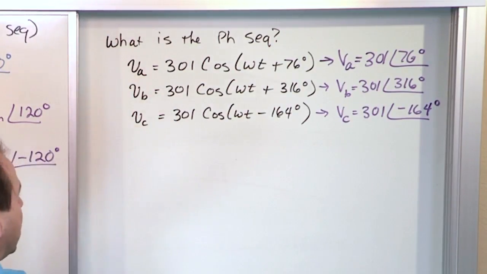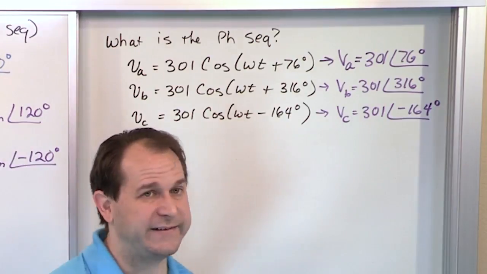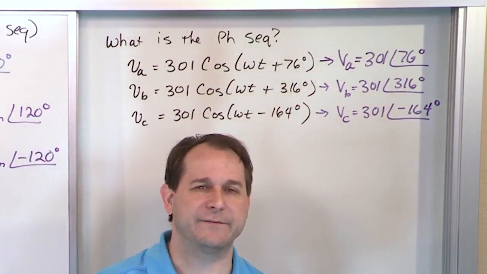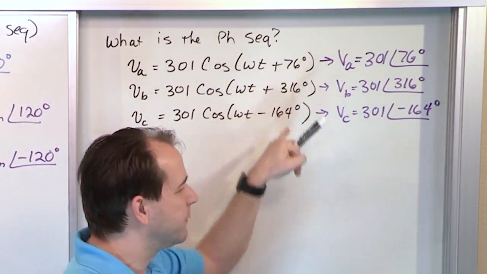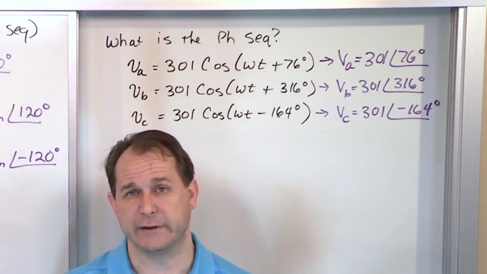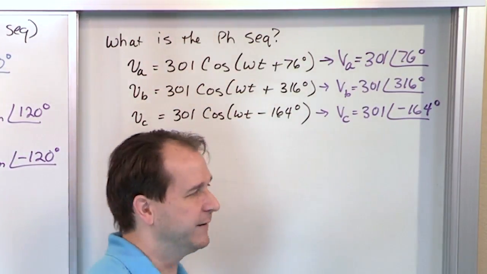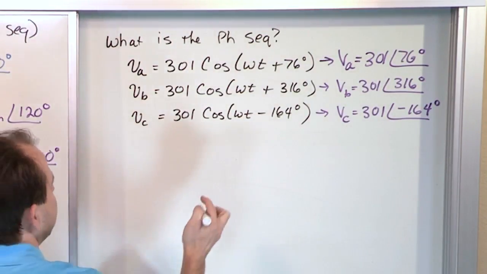Now let's go ahead and draw. The way that you need to figure out what the phase sequence is, you draw the phasor diagram. You don't have to do that. You can just start subtracting these numbers, but I actually get confused when I do that, and you'll see why in a second. But let's just go ahead and draw it, and then we'll go from there.